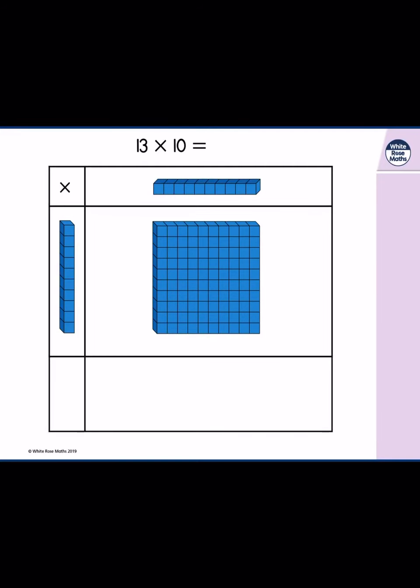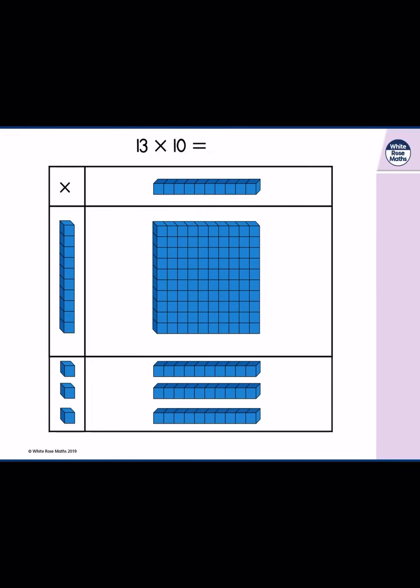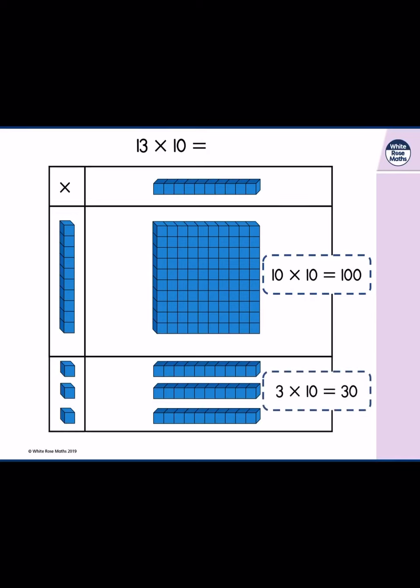We're going to add an extra part to our model. So this part is going to be made of 3 ones, because each of these ones is going to multiply by 10. So we have 13 times 10. Can you see our 13 down the left and our 10 at the top? Let's multiply 1 by 10, and again, and again. This part of the area model represents 10 times 10, which was 100, and this part represents 3 times 10, which was 30. So 13 times 10 is 100 plus 30, which is 130.